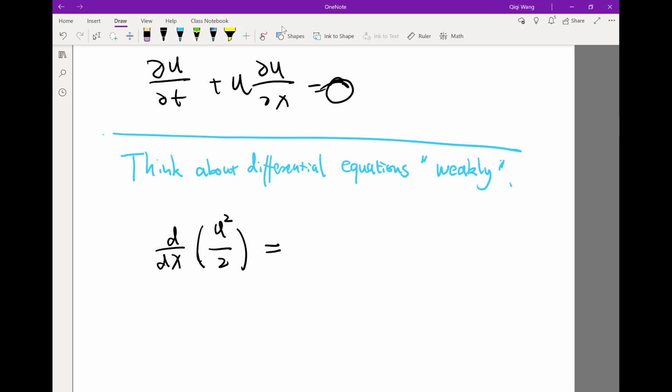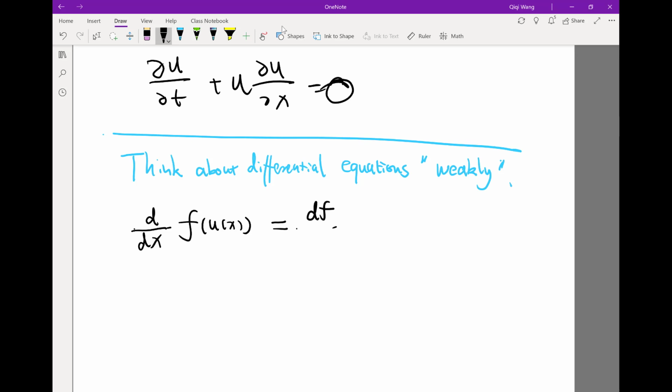So let's say in general, if you have a function f of u, and u is a function of x, and you take the derivative of the function of u with respect to x, what do you get? Yes, you get df/du times du/dx. Great job.